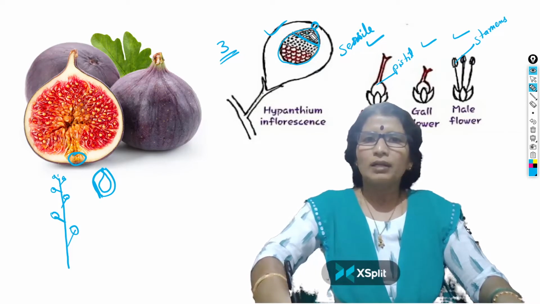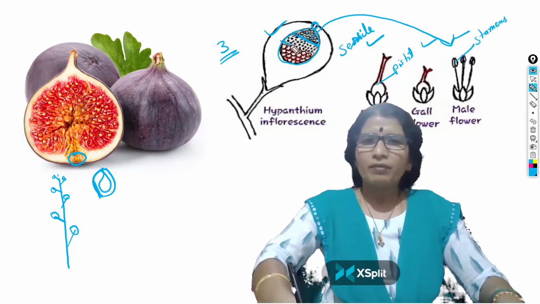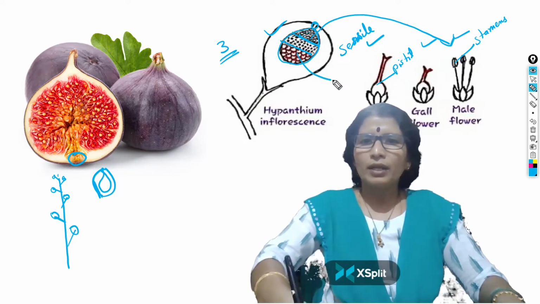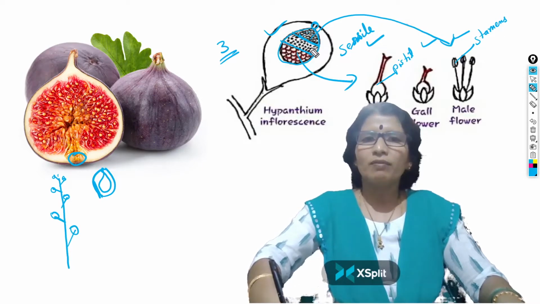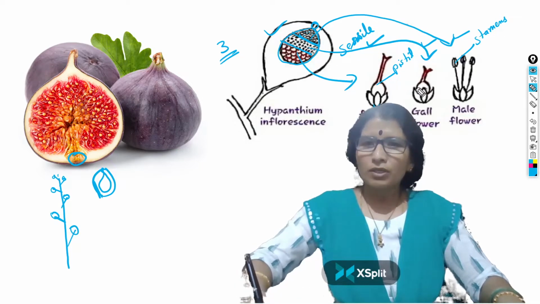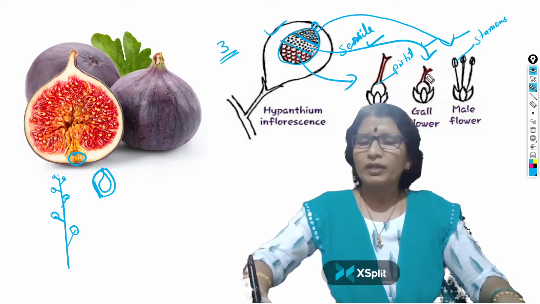This region contains only male flowers. And the cavity base region, this region contains only female flowers. In between, that means between male and female flowers, gall flowers are present. Gall flowers are also female flowers because here also you can see the pistil.